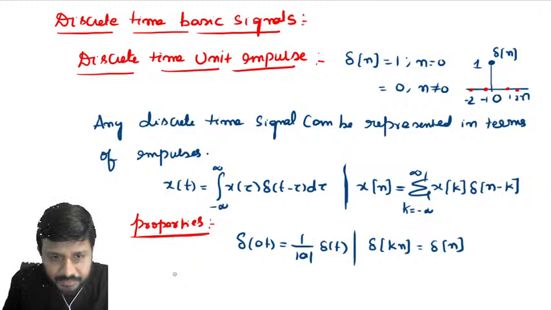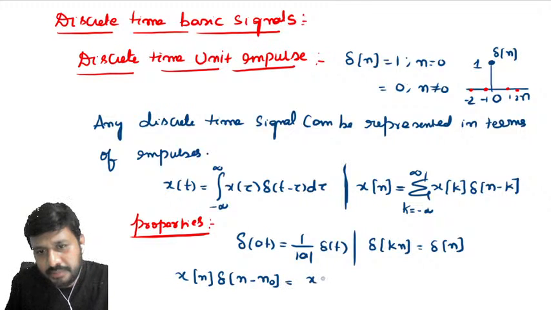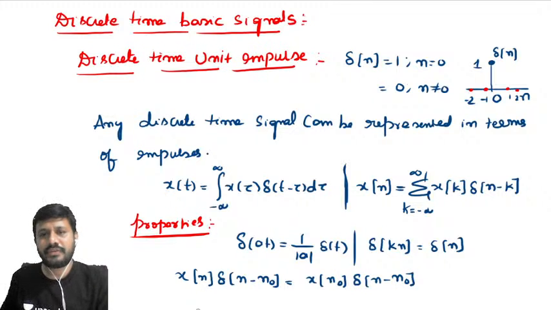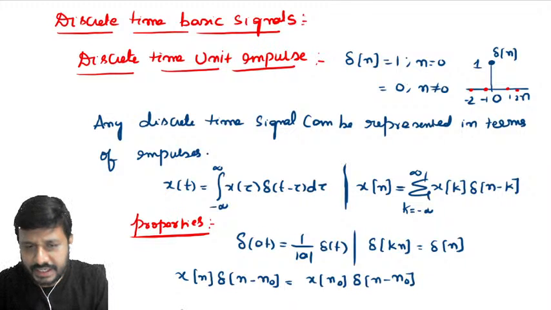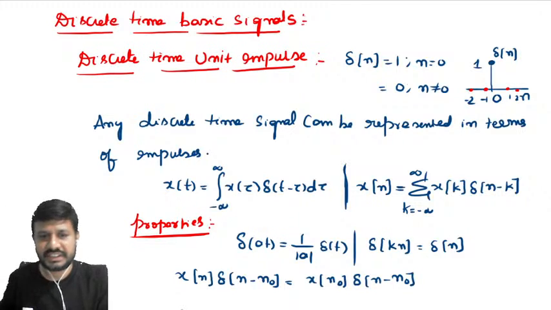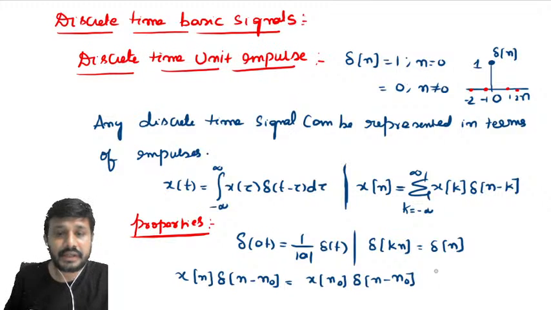What is the product property? x of n into del of n minus n naught is nothing but x of n naught into del of n minus n naught. See, in the continuous case we have seen, if you multiply a continuous time signal with the impulse signal, we get the same impulse signal with area changed. But here we get the same impulse signal in discrete time, but with value changed. That is the only difference here, right?